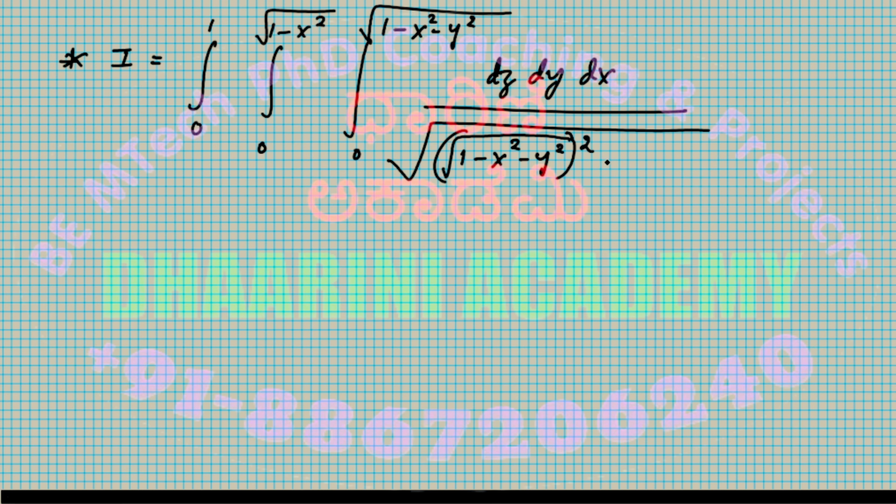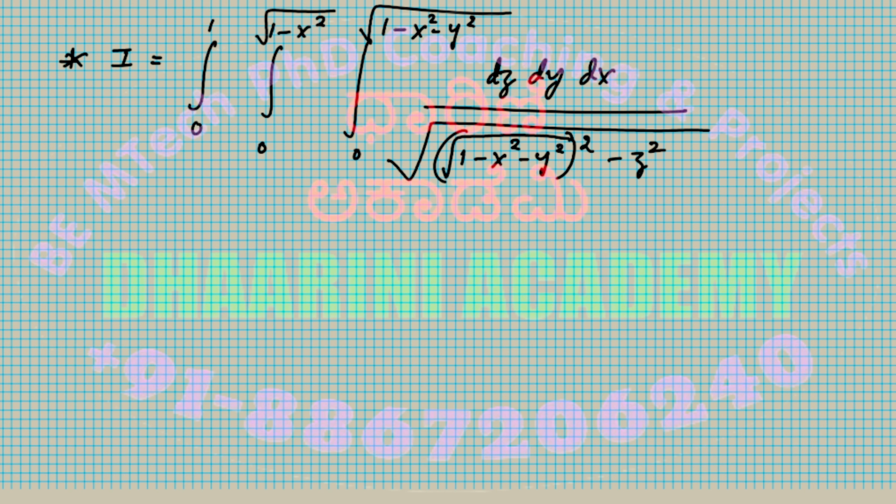Looks pretty complicated, but actually it is an easy answer, right? There is a bigger square root, and inside that I have a square term, and within the bracket I have root of 1 minus x square minus y square, then subtract z square. Okay, yeah. So please try to solve this. Then we'll discuss the answer.